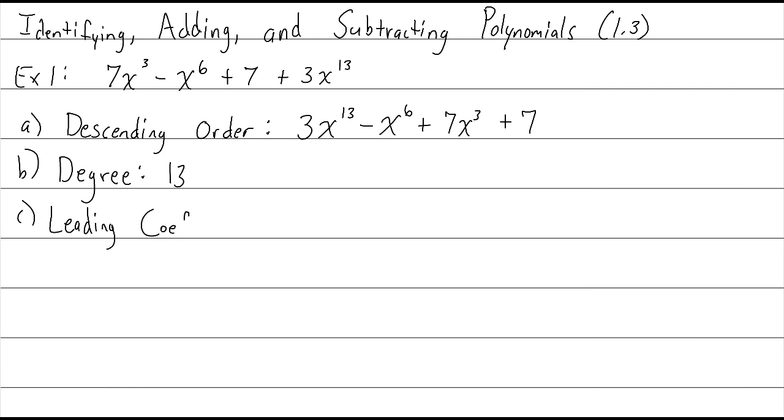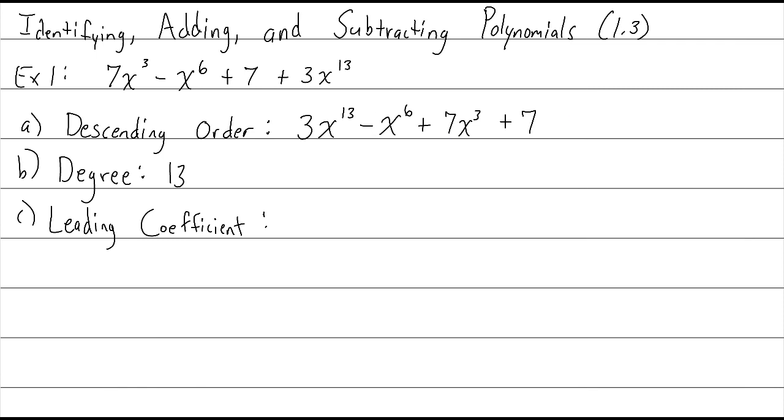And then the last part we want to identify real quick is the leading coefficient. First of all, a coefficient is the number in front of the variable. So I see I have a 3. That's a coefficient. Here's a -1 coefficient. Here's a +7 coefficient. And this one technically can count as a +7 coefficient if you think about x to the 0 power attached to it.